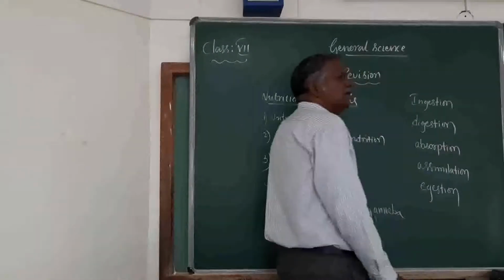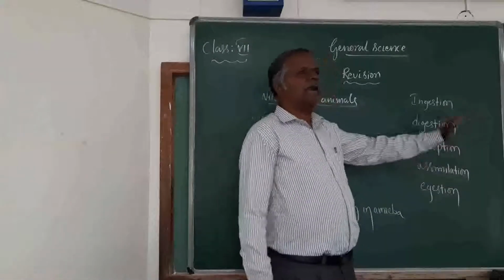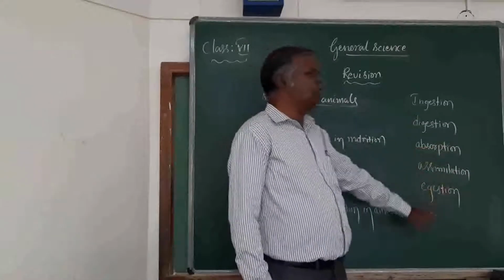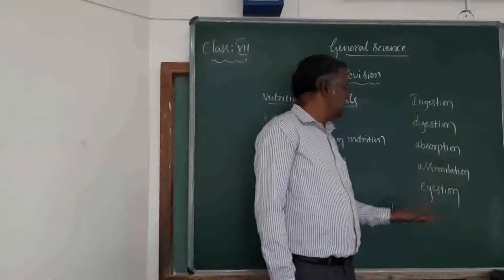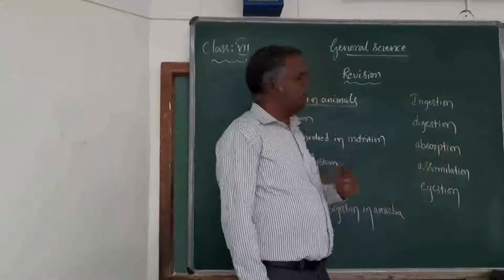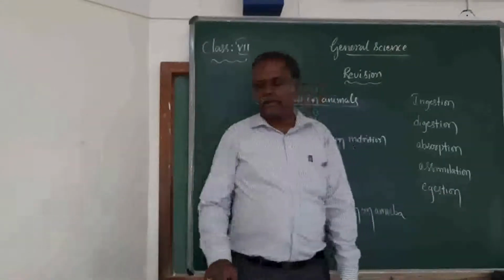The next step is egestion. In this step, the remaining unwanted or undigested food is passed out with the help of a certain organ in our body, called the anus. Ejected through the anus, that process is called egestion.